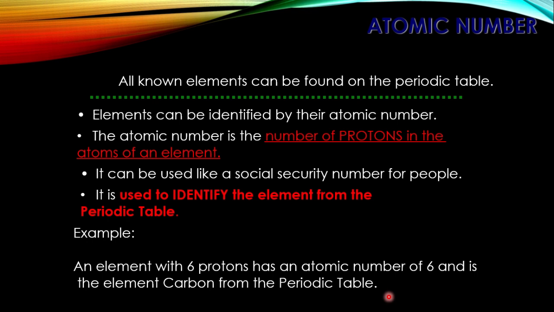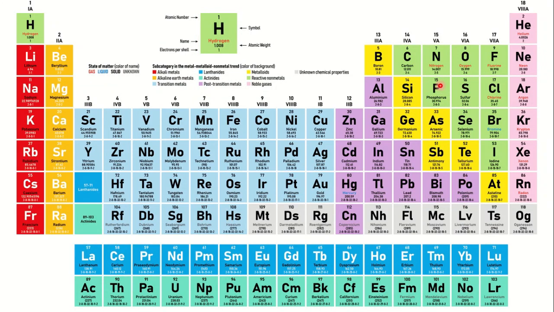So, for example, an element with 6 protons has an atomic number of 6. So, hanapin natin yung 6. So, 6 dito, kasi yun yung atomic number niya, yun din ang bilang ng proton niya. So, therefore, the element with the atomic number 6 and also has 6 protons is the element carbon.